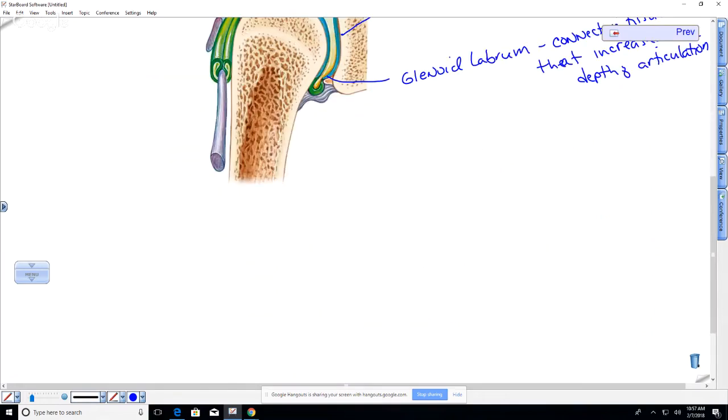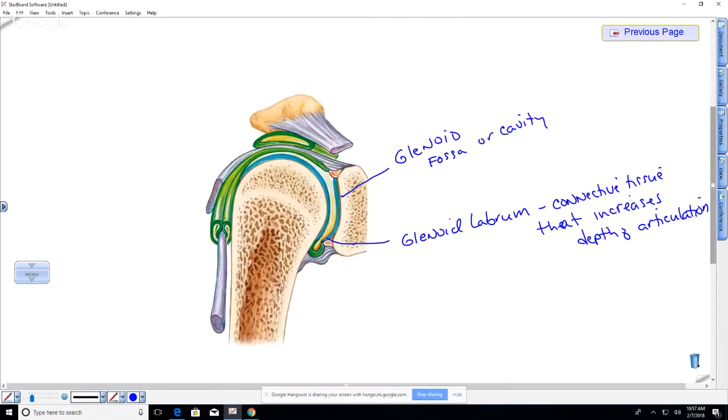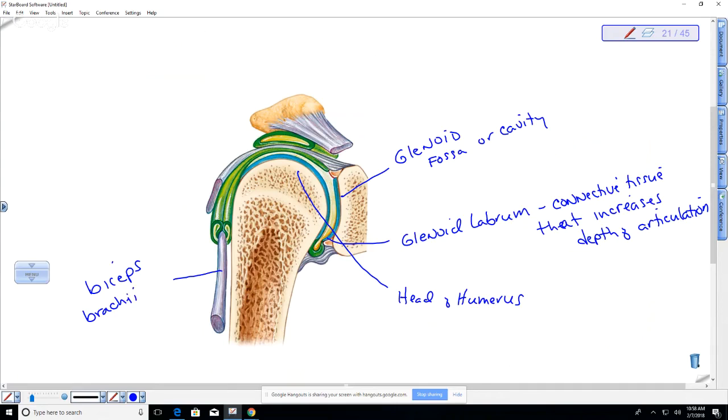And then here we have the head of the humerus. Here we have the biceps brachii tendon. Here's the tendon sheath. We also notice there are some other ligaments and tendons up here that you don't need to know.